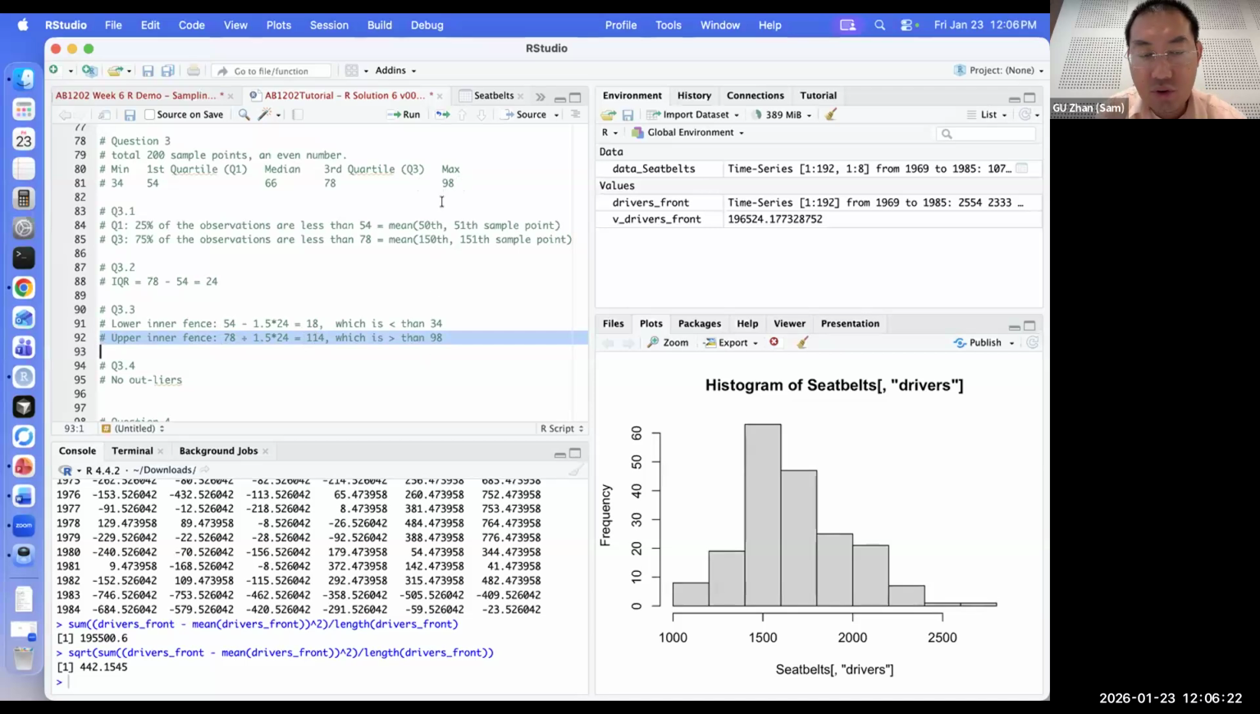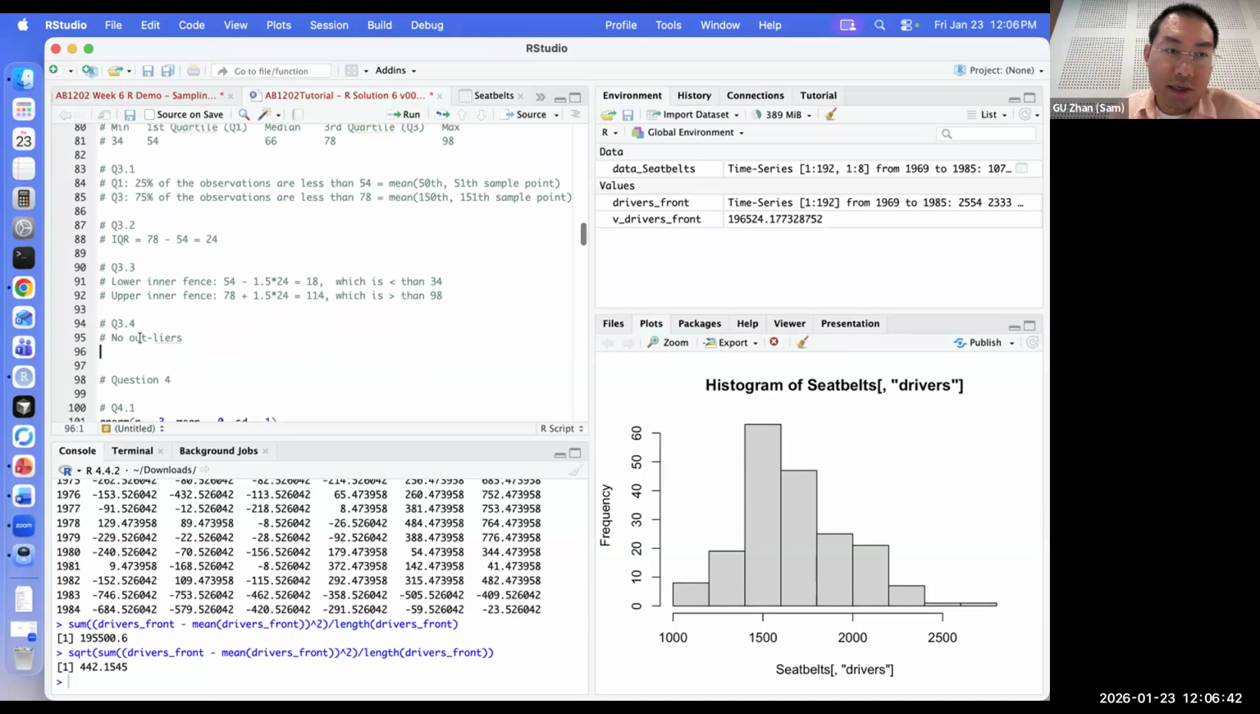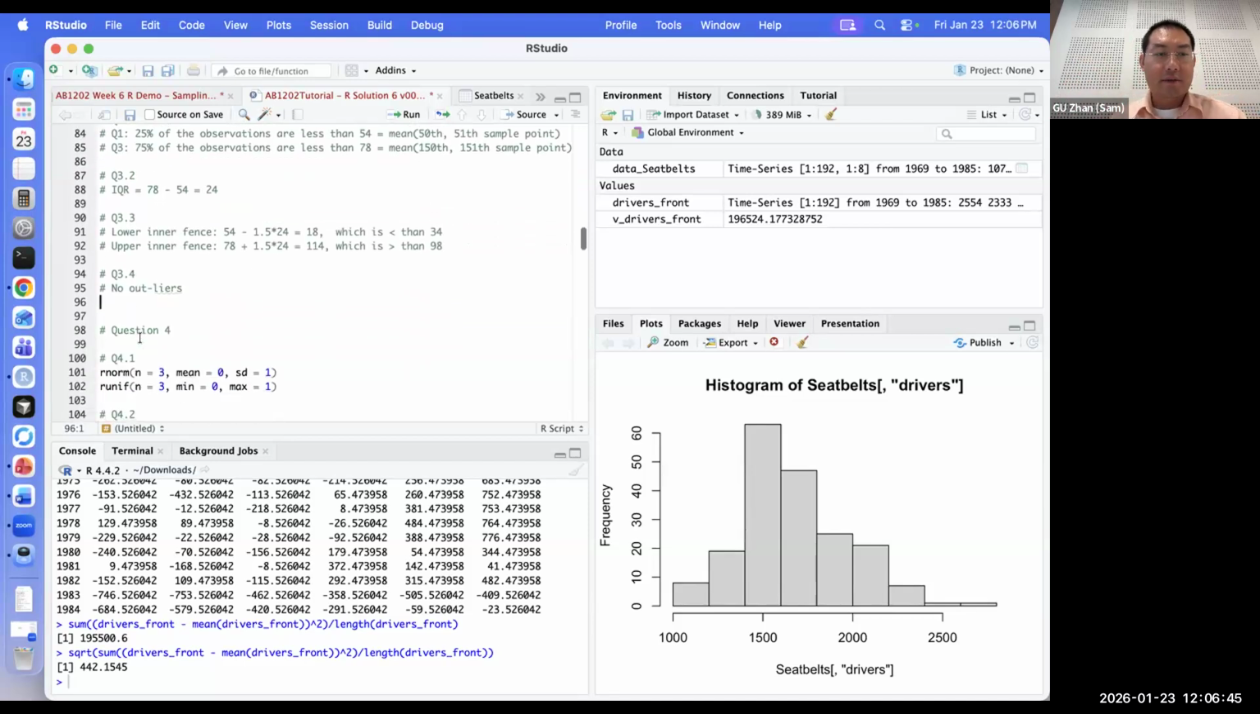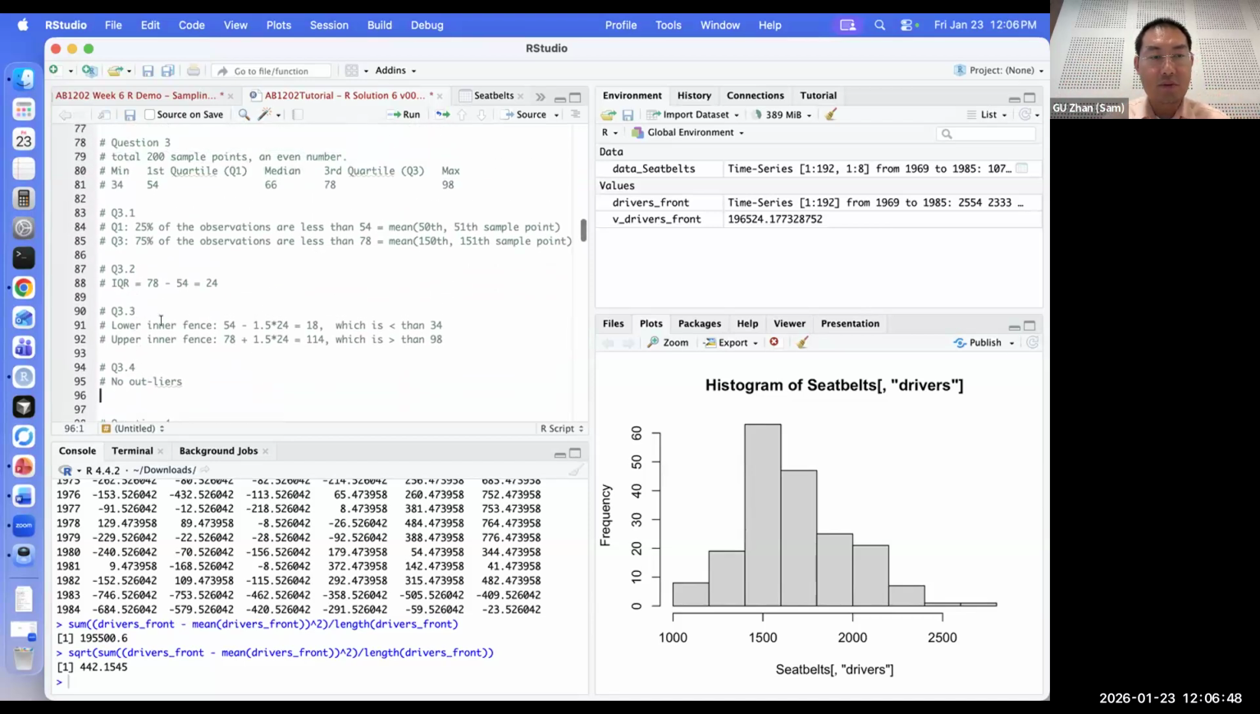So your upper whisker will be the max value, whichever is smaller. The upper whisker is the minimum of the upper fence and the max. Max is smaller, so the upper whisker is at 98. So no outlier, because the lower and upper fences incorporate the minimum and the maximum. No data points exceed these two fences, so there are no outliers.